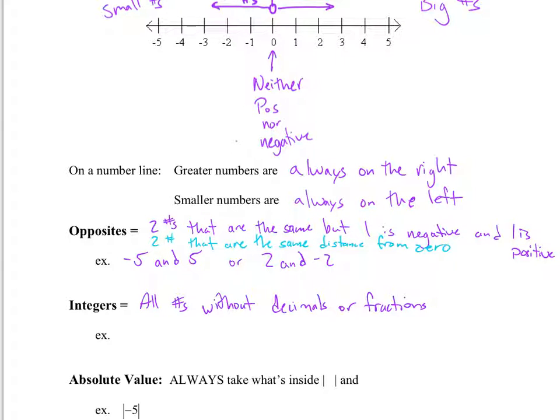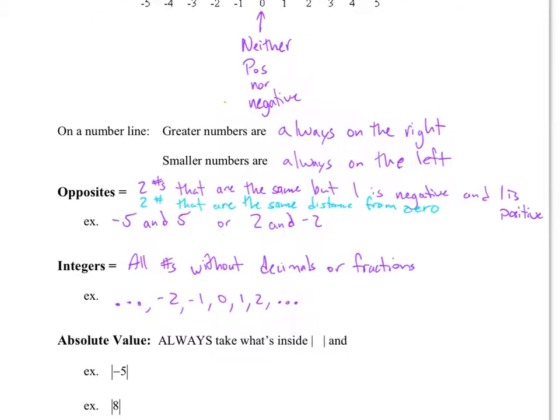For my example, we're going to start with dot, dot, dot, comma, negative 2, comma, negative 1, comma, 0, comma, positive 1, comma, positive 2, comma, dot, dot, dot. That is to say, if you start at 0 and you go 1, 2, we'd go on forever, 3, 4, 5, 6, 7, 8, 9, 10, all the way. Start at 0, go the other way, negative 1, negative 2, negative 3, and so on, all the way down. That's what those dots mean.